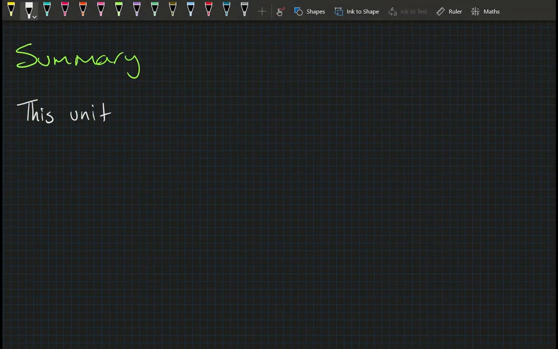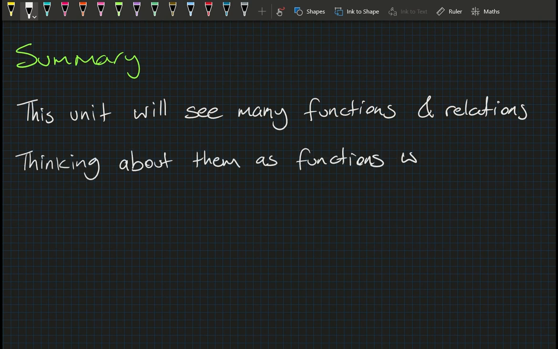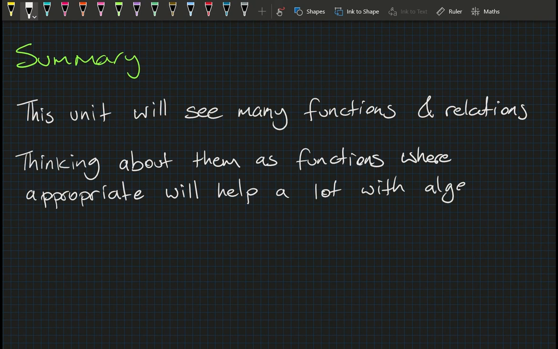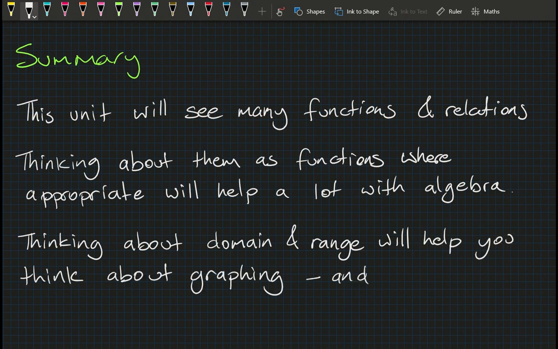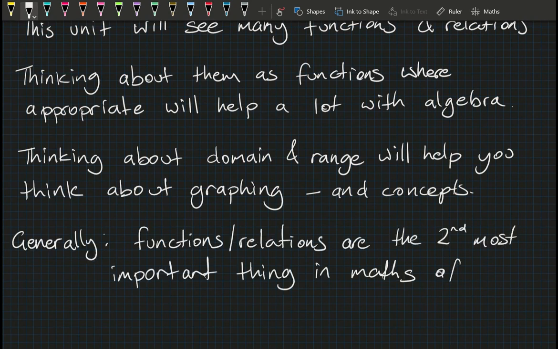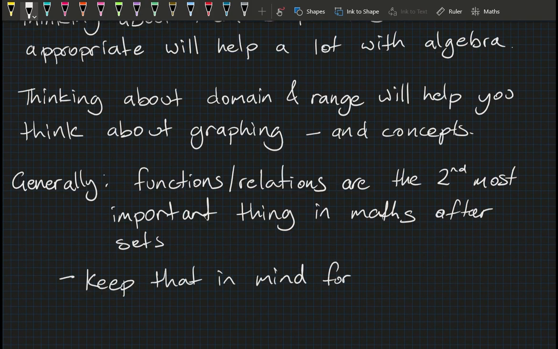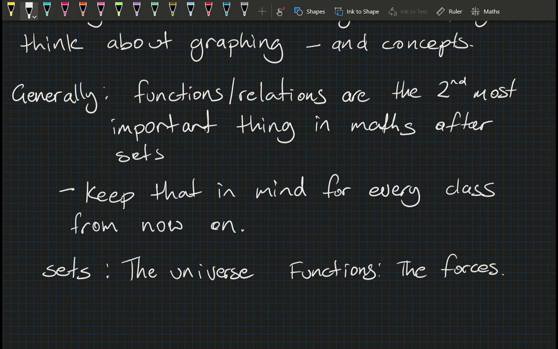This unit will see us work with many functions and relations. And thinking about them as functions where appropriate will help you with a lot of your algebra. Also, thinking about the domain and range will help you think about graphing and some of the concepts behind the graphs. And generally speaking, functions or relations are the second most important thing in maths after sets. So make sure you keep that in mind for every maths class you do from now on. So the way I like to think about it is the sets are the universe and all the stuff in it, and functions are the forces.